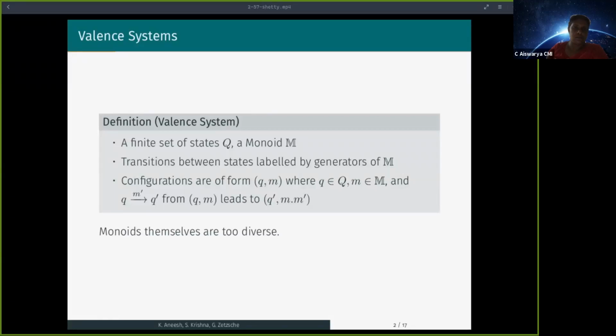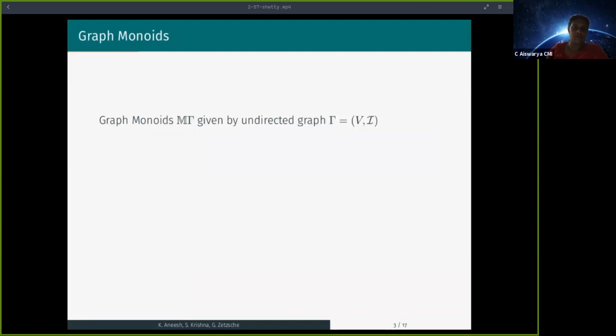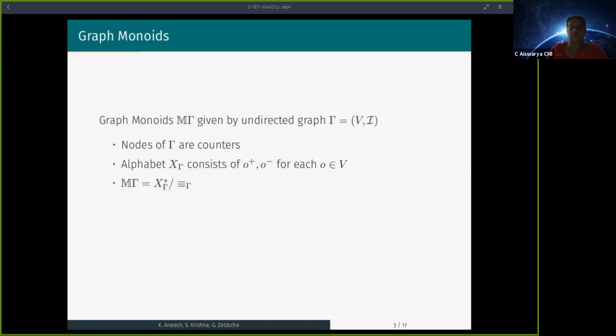Since the congruence relations and types of monoid can be very vast, we focus on an interesting subclass of monoids, namely graph monoids. Graph monoids are described by an undirected graph with possible self-loops. Each node in the graph is a counter symbol. The alphabet of the monoid has a push and a pop operation for every node. The monoid elements that label the transition are all the words that can be formed by these operations, and these can be reduced under the congruence relation as described by the graph.